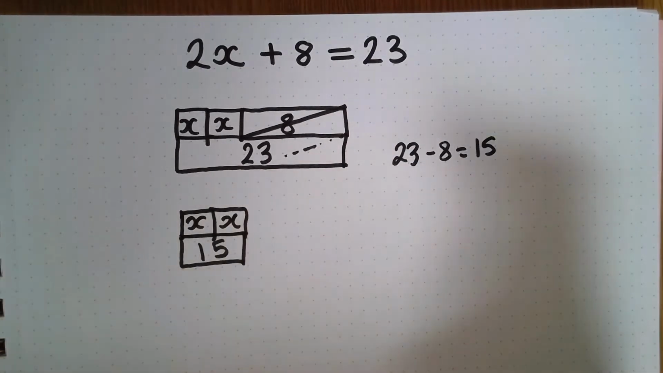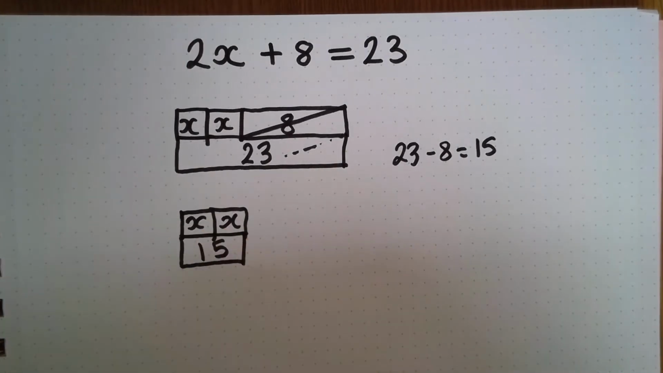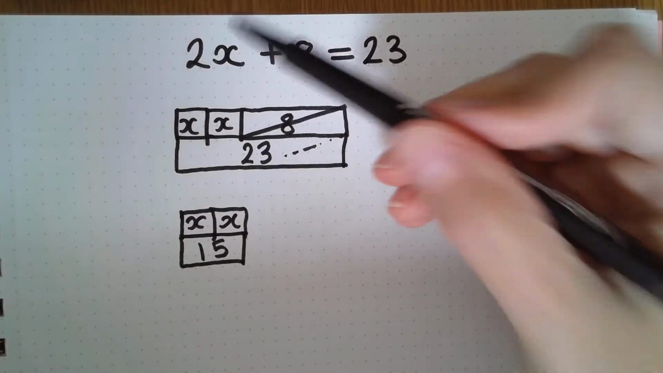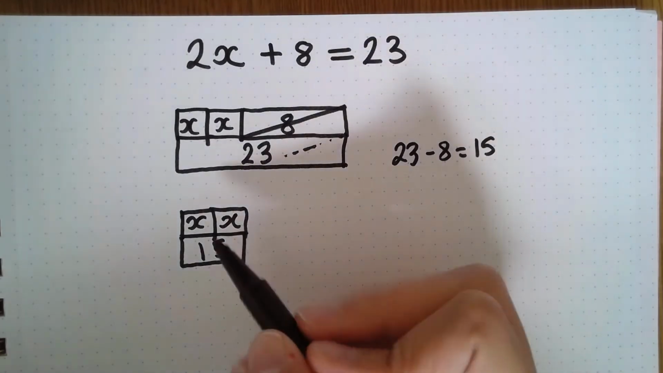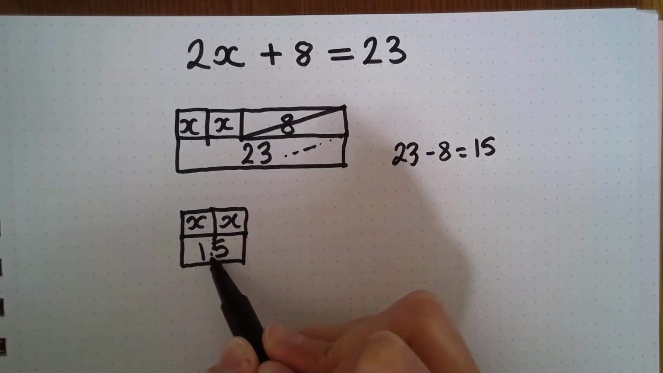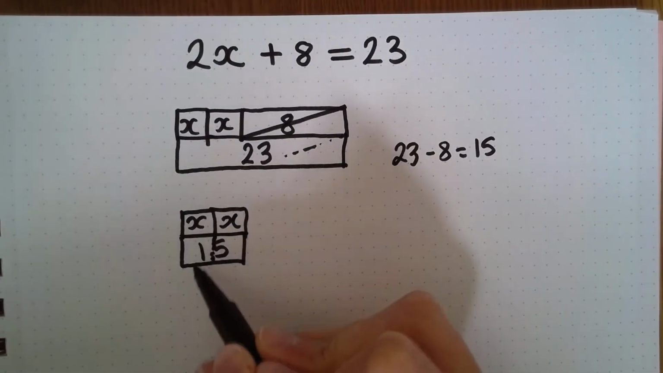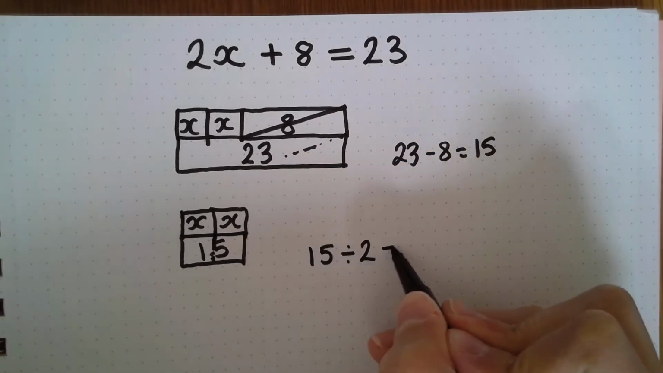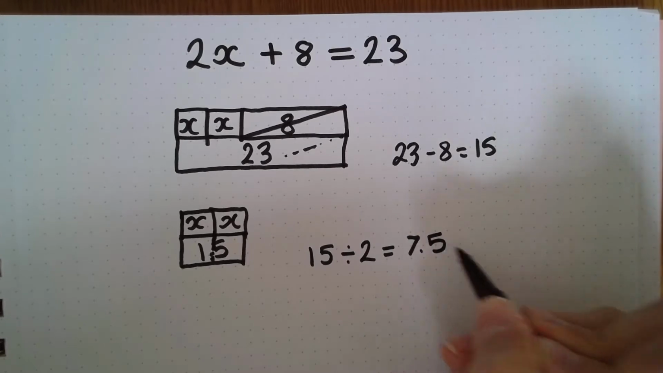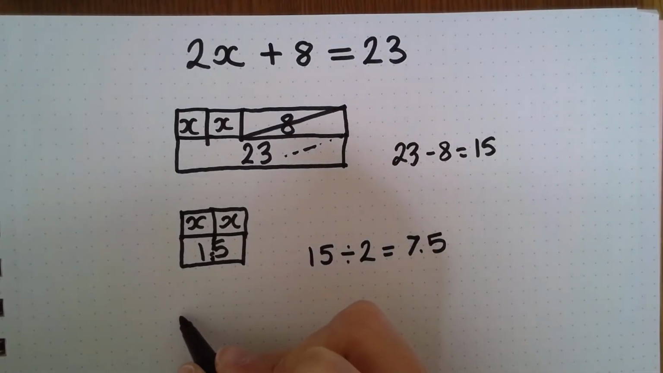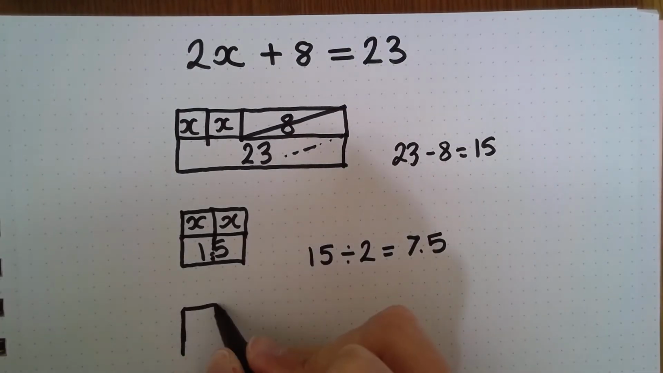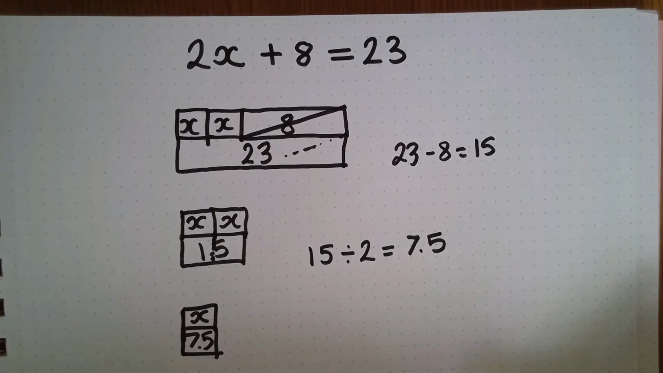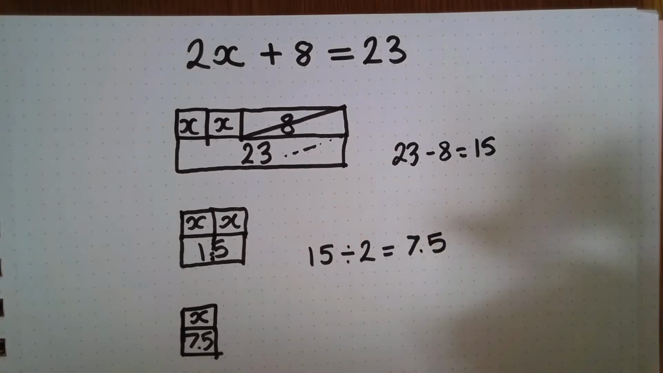Okay, but that's 2 x's. And remember we said solve is find the value of 1x. So instead I need to split 15 in half because I only want 1x. So 15 divided by 2 is 7.5. Okay, so that gives me that x, just one box of x, is equal to 7.5.